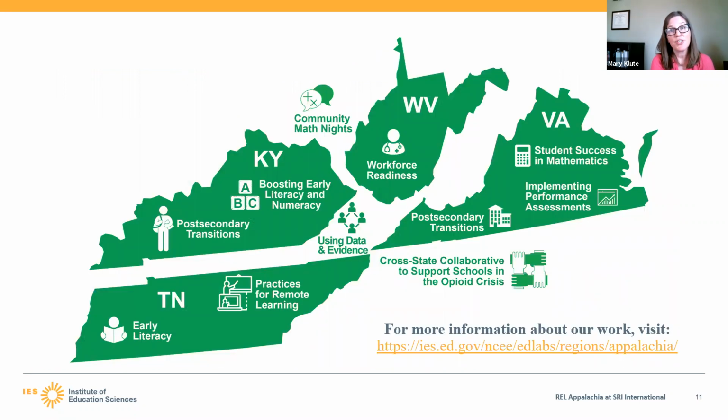In the Appalachia region, we partner with a variety of state and local stakeholders in Kentucky, Tennessee, Virginia, and West Virginia to work on several education-related issues, including improving post-secondary transitions, early literacy, using data and evidence across states, and more. For more information about the projects we're working on, we encourage you to visit the REL Appalachia website at the link shown on the screen. Now I'm going to turn it over to Emma to describe the Train the Trainer structure.